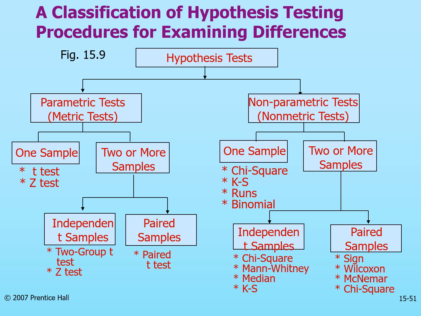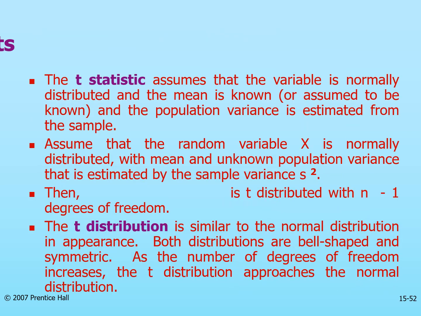If independent samples are there, then we make a two group t test or the z test. Whenever there is a paired sample, we make a paired t test. In the case of the non-parametric test, chi-square is highly used. Then Mann-Whitney test, median test, and KS are used. For paired samples, they use Sign, Wilcoxon, McNemar, and chi-square. So this is the way we have to define our hypothesis test.